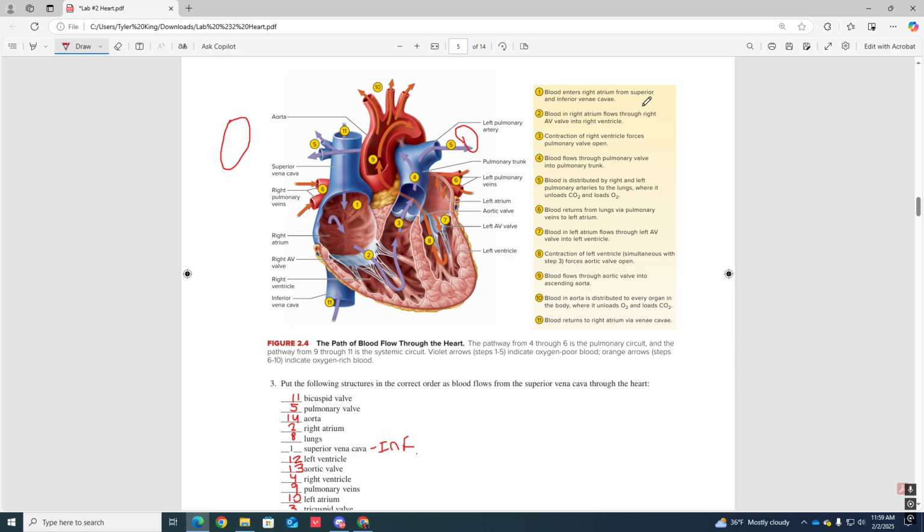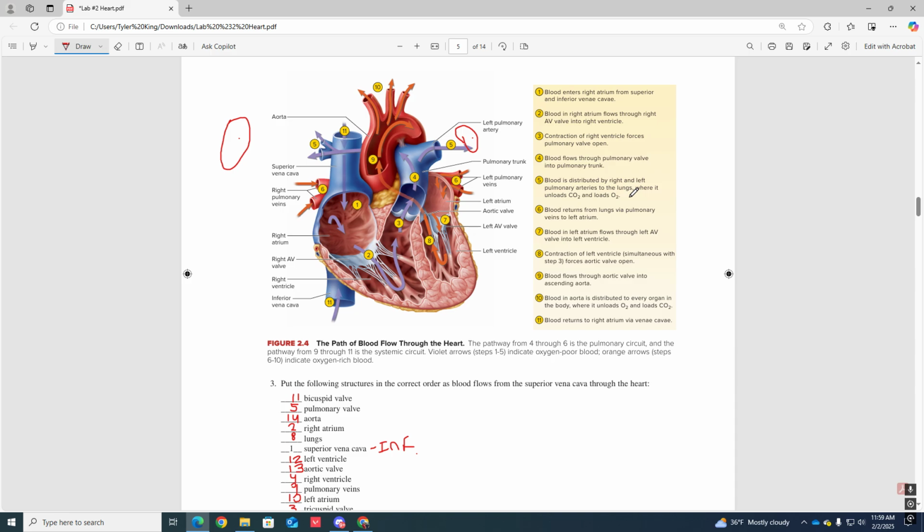Blood in the right atrium flows through the right AV valve, the tricuspid valve, into the right ventricle. When the heart contracts, the contraction of the right ventricle forces the pulmonary valve to open, and the blood is sent up through the pulmonary trunk and distributed right and left. It goes to the lungs, where it unloads CO2 and loads in O2, aka where it reoxygenates.